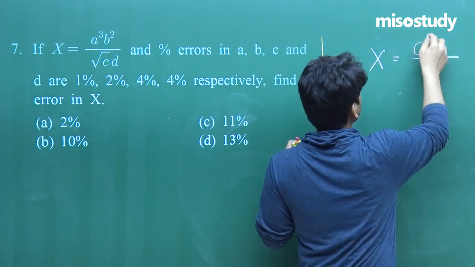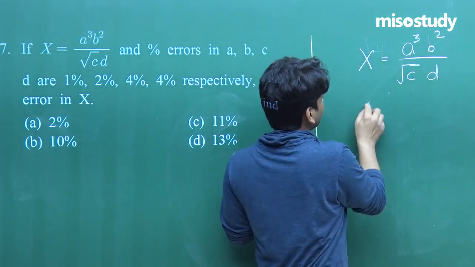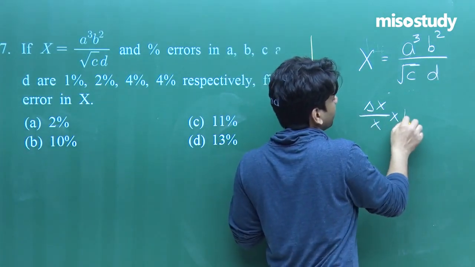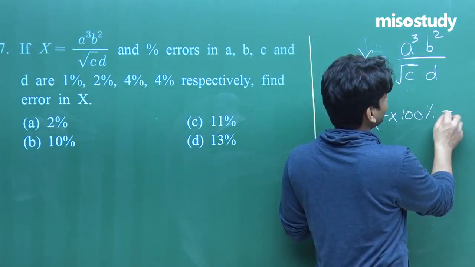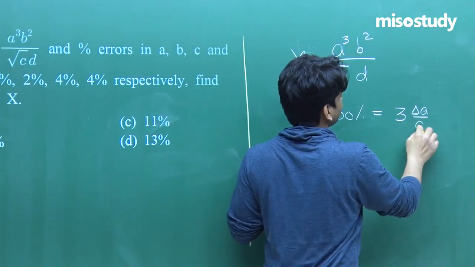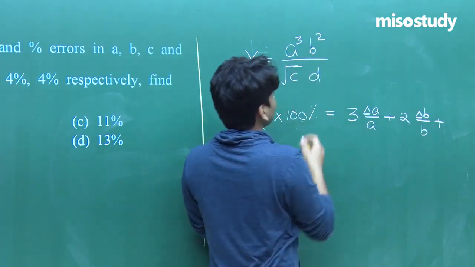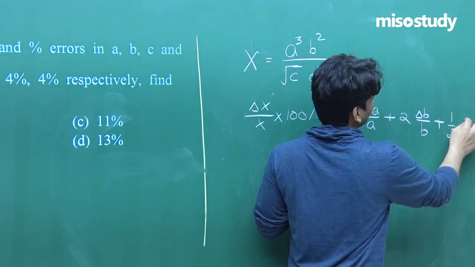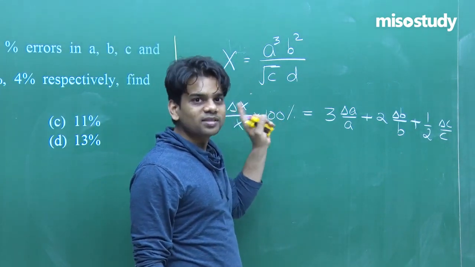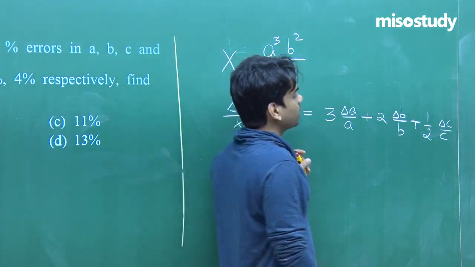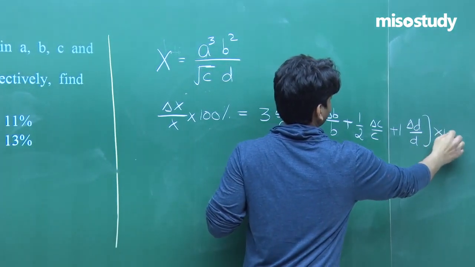A cube B square upon root C multiplied with D. So delta X by X in the same way is equal to, now I believe that you would be clear about how to mention every term, plus twice of delta B by B plus its root C, so only multiply here half delta C by C. Don't get confused that you have to use minus half, no, you have to use plus half even though it's in denominator, and plus 1 delta D by D. This is how you have to solve it.